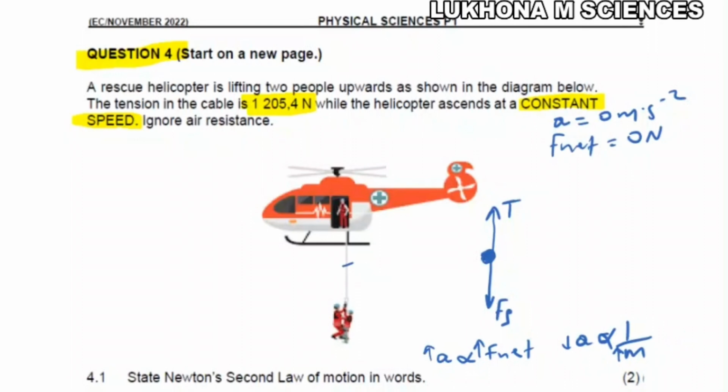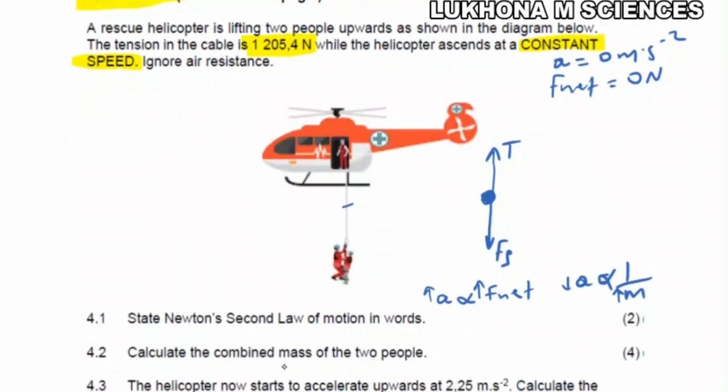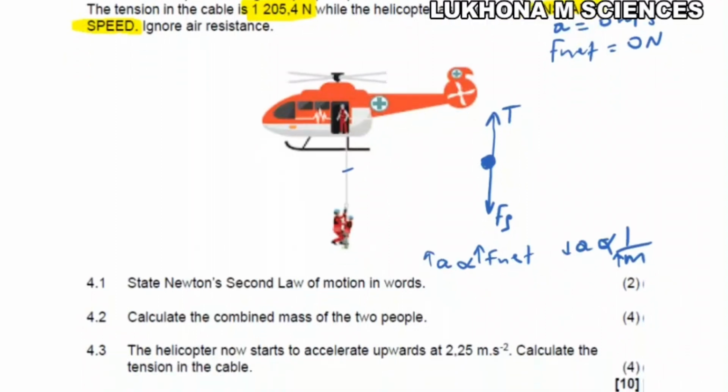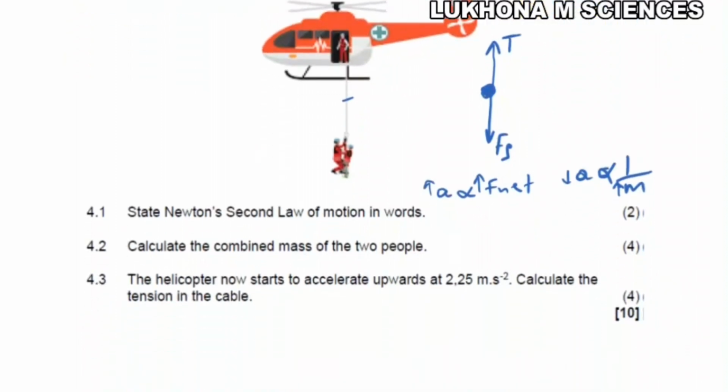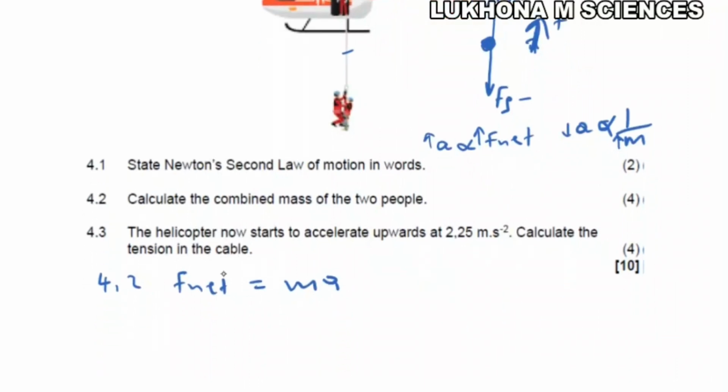Calculate the combined mass. This is very easy. Follow the steps. Step number 1, you write F net is equal to ma. Then we choose the direction. The helicopter is ascending, moving upwards, which means upward must be positive and downward must be negative. So F net is equal to ma. We have a positive tension minus the weight, which is equal to ma.